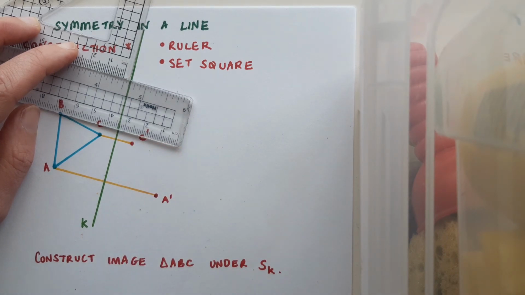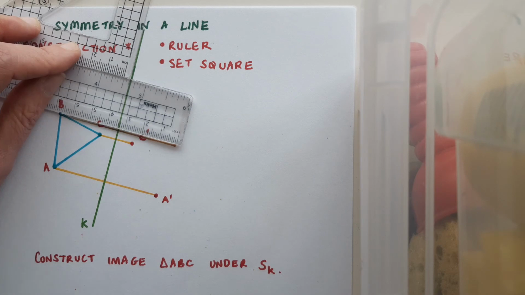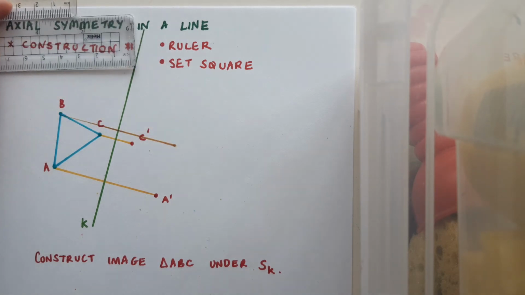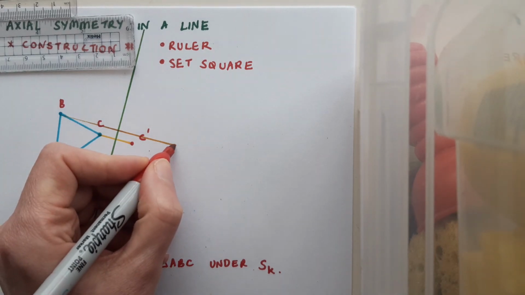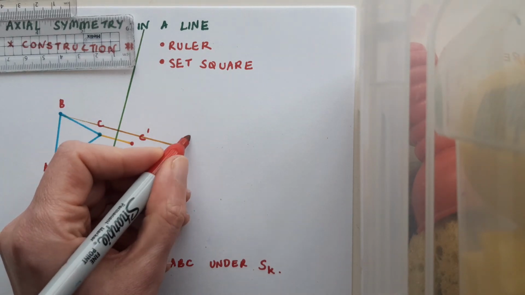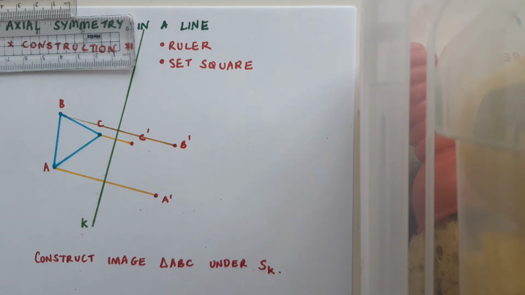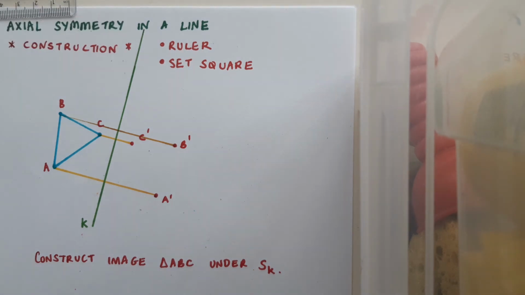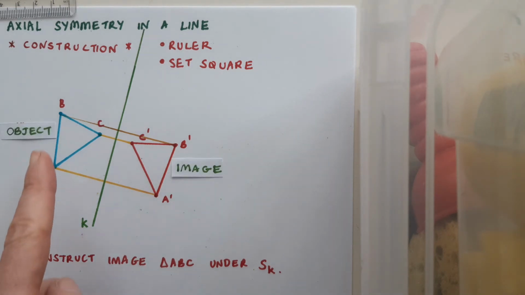So I'm going to draw my line now. And then the vertex at the end of that line is the image of B, which I can call B dash. To finish, I'm going to join up the vertices A dash, B dash, C dash. And this new triangle is the image of my original triangle ABC under symmetry in the line K.